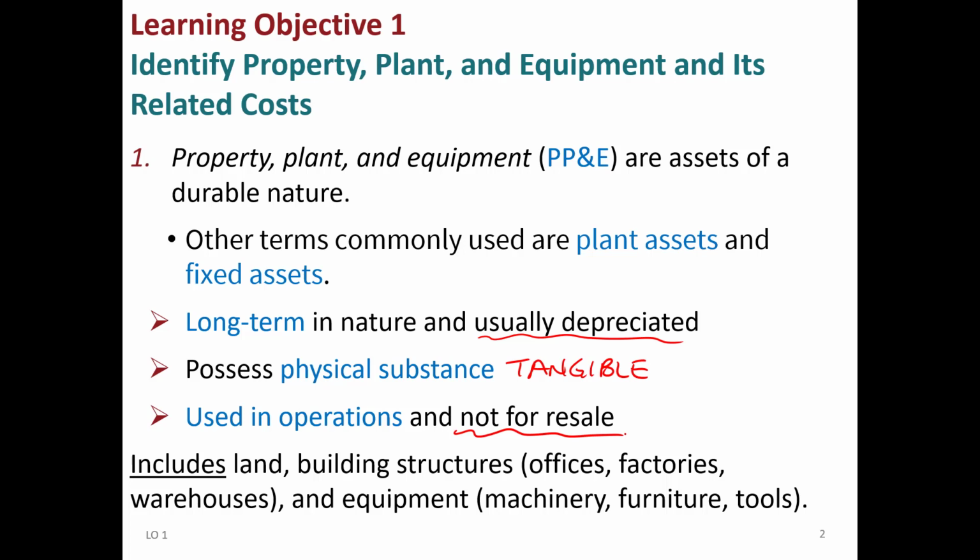Something like trucks, UPS trucks, those are fixed assets or vehicles that we use in our day-to-day operations to help us generate revenue. So whenever I refer to PP&E, just realize I'm talking about land, buildings, and equipment primarily. Sometimes you may see the phrase machinery or furniture or tools. That's all in general just equipment.